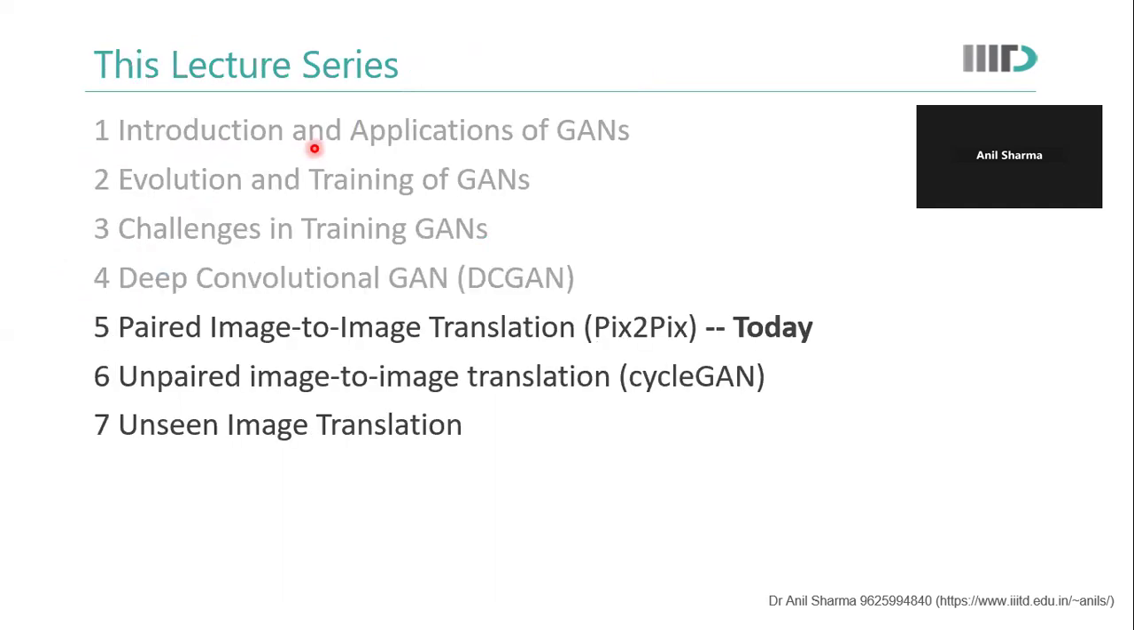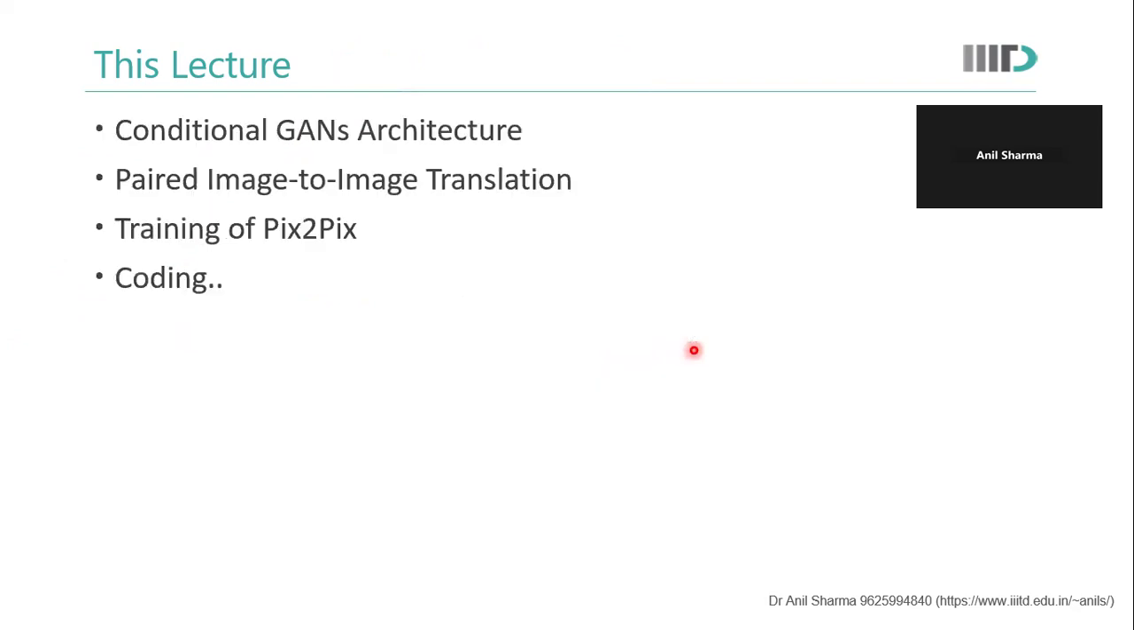Earlier we have seen the traditional GANs and DC GANs. Today we will be talking about paired image-to-image translation, specifically Pix2Pix. So in this lecture, we will be talking about conditional GAN architecture, paired image-to-image translation, and then how you can train Pix2Pix, and then we'll see a small code where you can code your own Pix2Pix GAN.